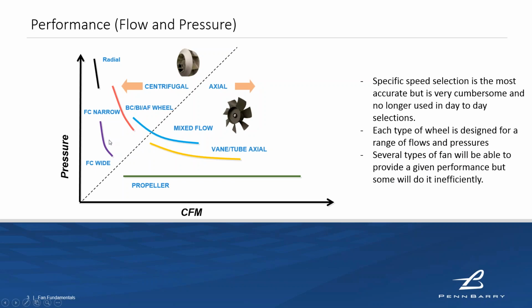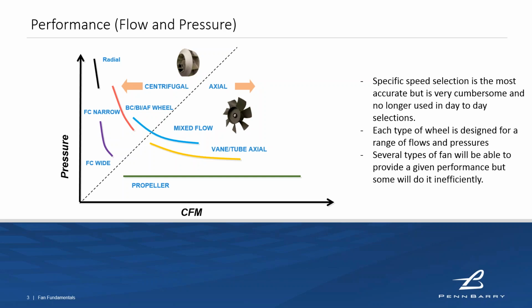Forward curved wheels are a great option if you're using them for noise characteristics, but they're much less capable of generating pressure than a radial bladed fan or a backward inclined or airfoil fan. Just the nature of it.